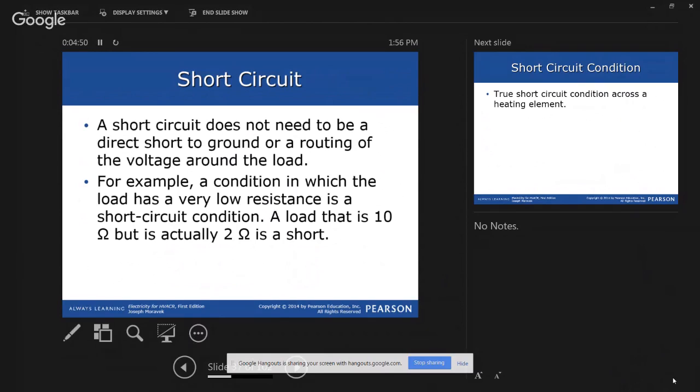This is something that you'll definitely see when we start looking at our coils. If a coil heats up, it's possible for the internal windings of the coil to short. What they're trying to say is that it's supposed to be 10, but it's actually 2. Yes, that's what they're trying to get at.